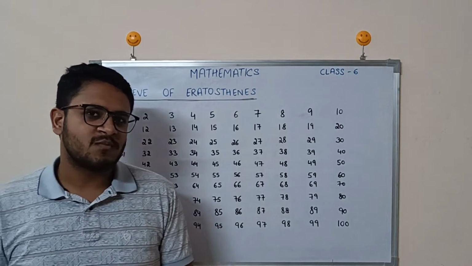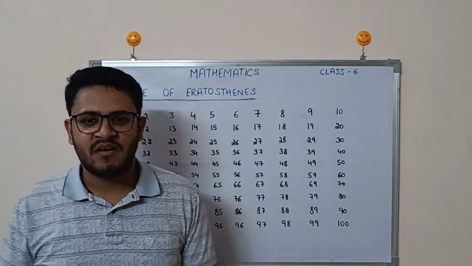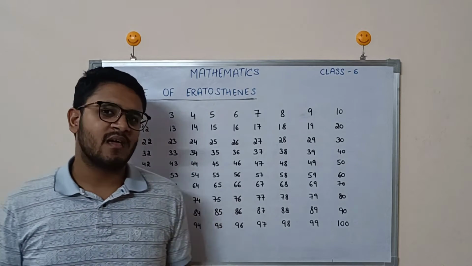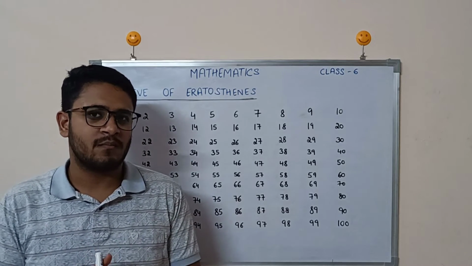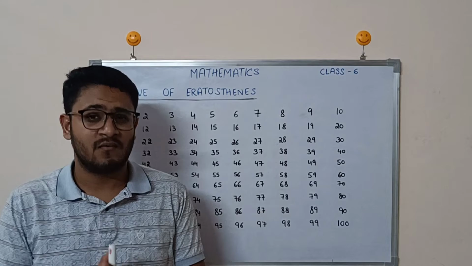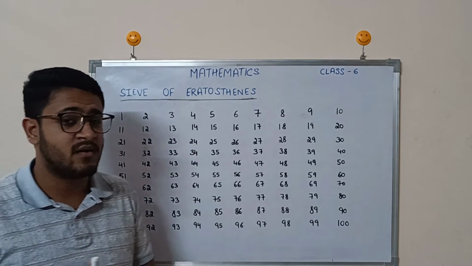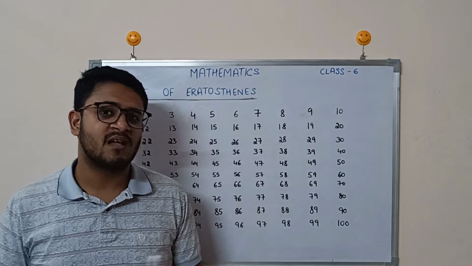So in order to solve this problem, there was a Greek mathematician whose name was Eratosthenes, right? He gave us a method to find all the prime numbers between the numbers 1 to 100. Now let's try to understand what that method is.